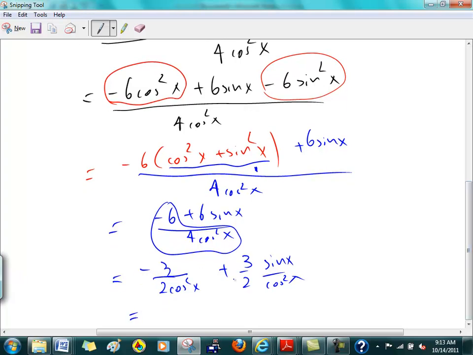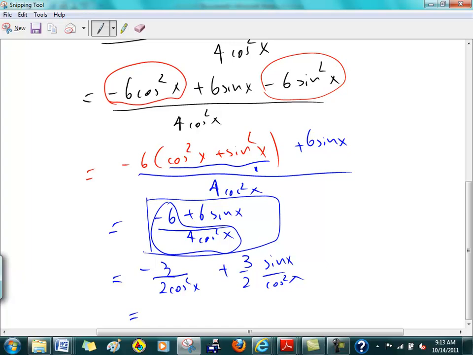Sorry? Oh, you mean at the top? They didn't? By 4 cosine squared x? Yeah, frankly, to me, you could have left your answer as this, and this is good enough for me.